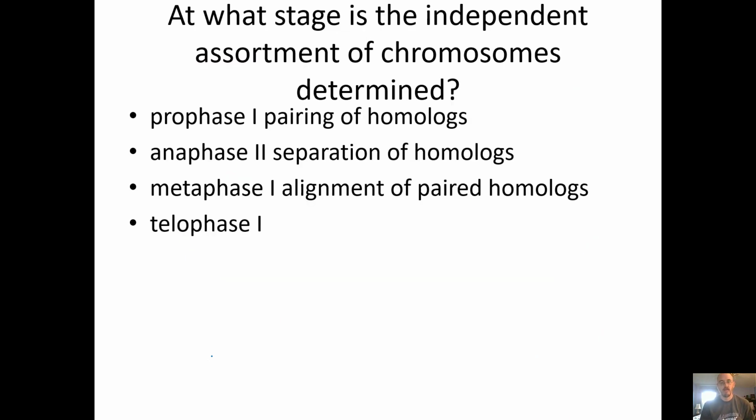Okay, so at what stage is this determined? This could be a test question. When does independent assortment take place? That's going to take place in metaphase 1 when they line up at that metaphase plate.